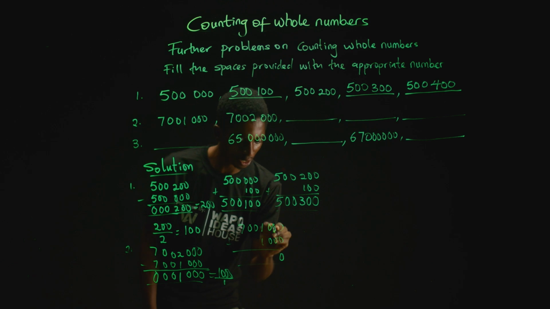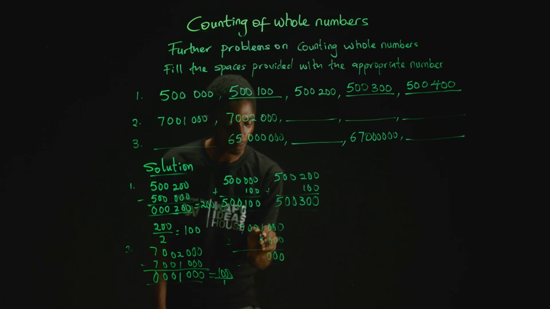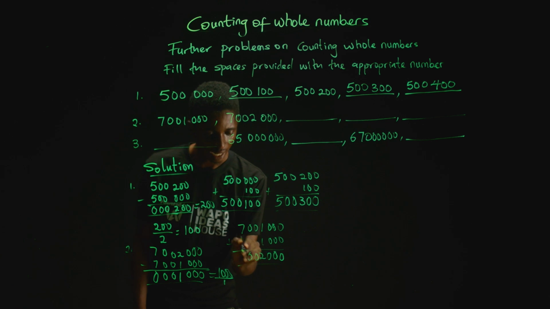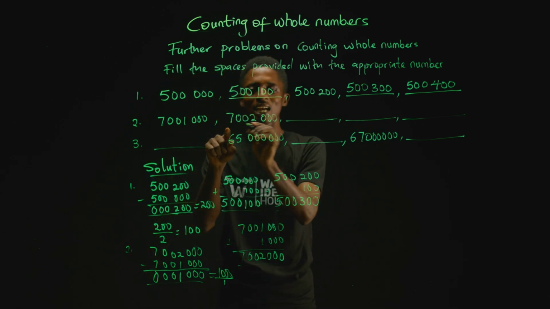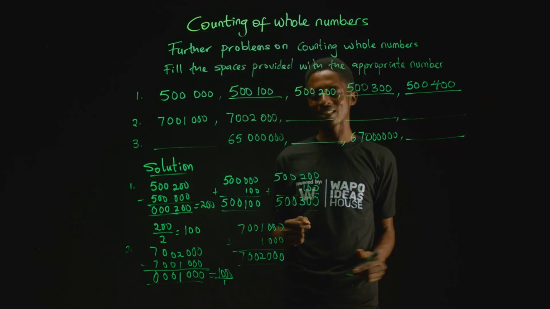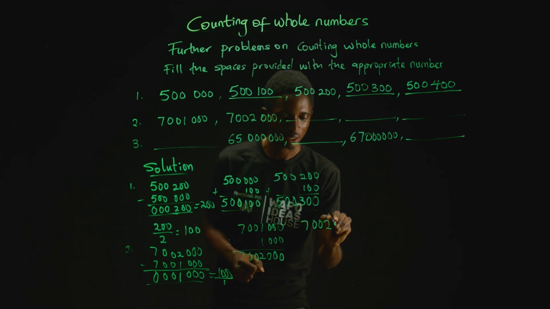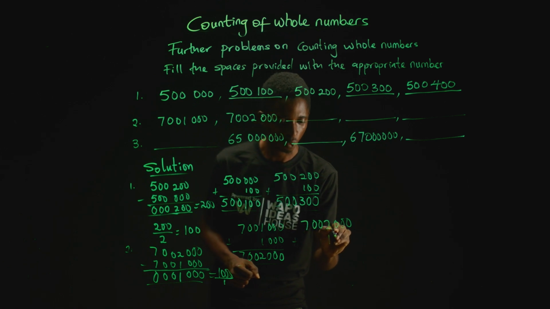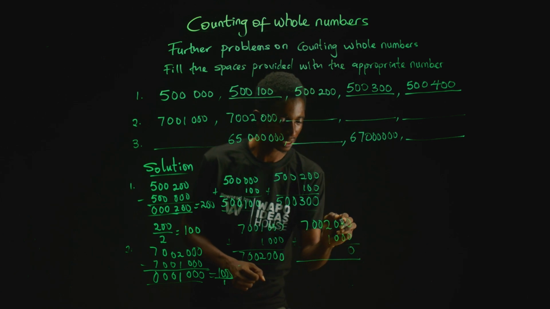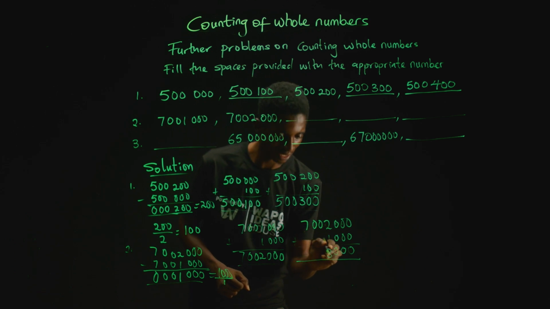0 plus 0 is 0. 0 plus 0 is 0. 0 plus 0 is 0. 1 plus 1 is 2. 0 plus 0, 0 plus 0, and then 7 plus 0, which is exactly what we have here. So now we know it is true. We can then apply it to the other blanks that we have. Let's do that quickly. 7,002,000 plus 1,000: 0 plus 0, 0 plus 0, 0 plus 0, 2 plus 1 is 3.